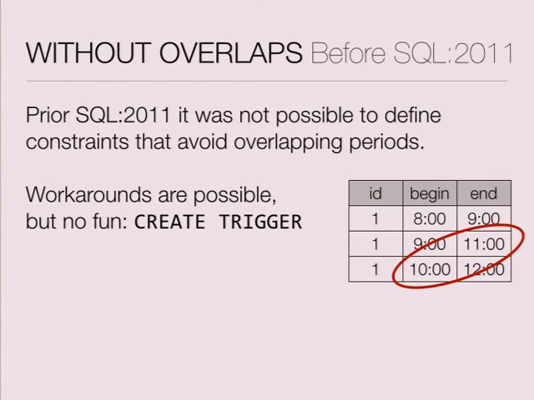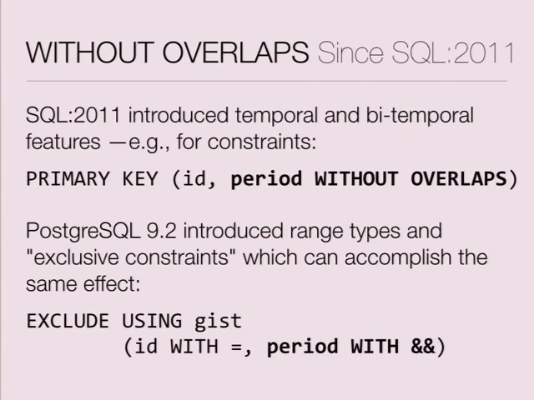So with SQL 2011, if we want to prevent things like that, having overlapping time periods specified, it doesn't need to be a system version table. It can be arbitrary time frames. There was previously no way to make a declaration to prevent that. You had to create a trigger or whatever. No nice solution. Now we can write a primary key that refers to a period which we have just defined in the table and say WITHOUT OVERLAPS.